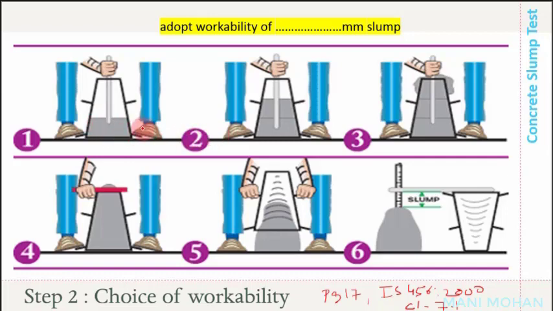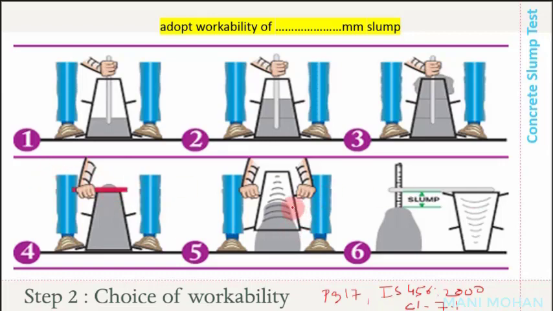Performing the test involves pouring concrete inside the slump cone in 4 layers, with each layer being tamped by 25 strokes of the rounded end of the tamping rod in a uniform manner over the cross section of the mold. Once the mold is full, remove the excess concrete and level the surface with a trowel.